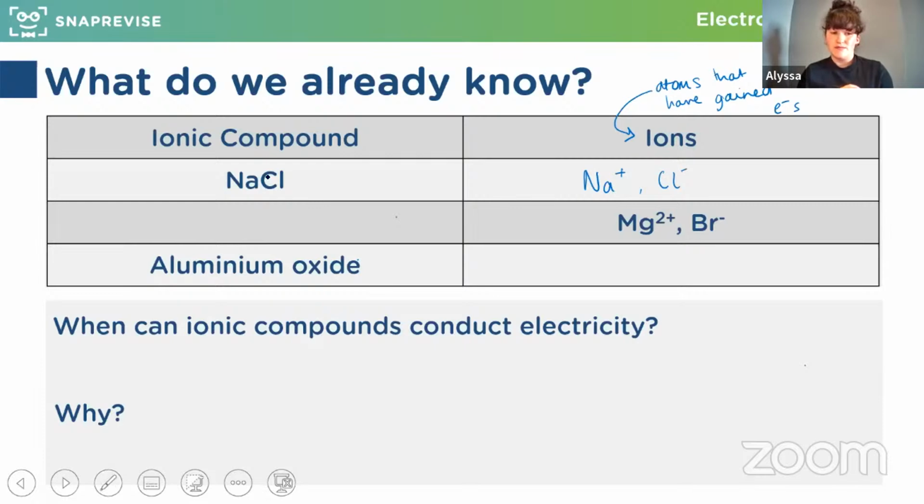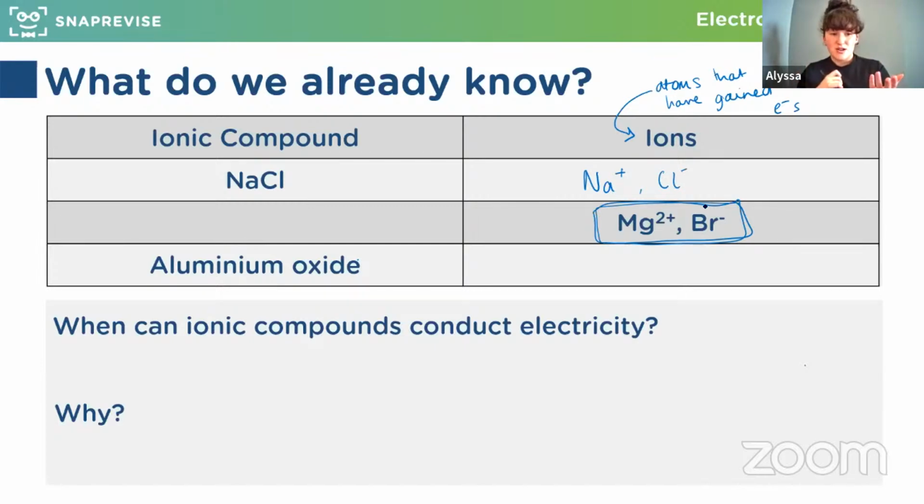Lovely. What then, I've given you this time the ions in magnesium bromide. What would the formula be of magnesium bromide? How many magnesiums, how many bromines or bromides, sorry, do we need to make magnesium bromide? Notice magnesium has got a 2 plus charge, bromine's only got a 1 minus.